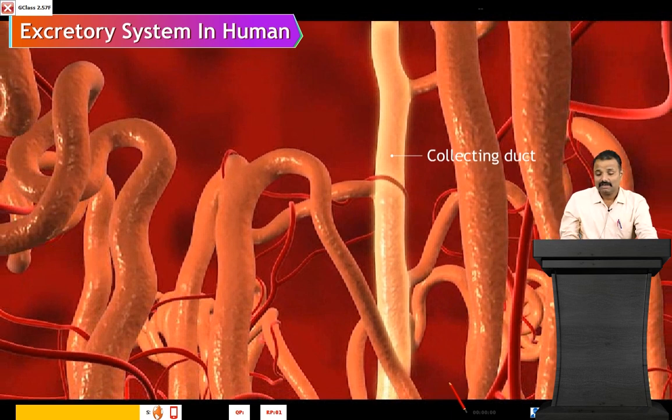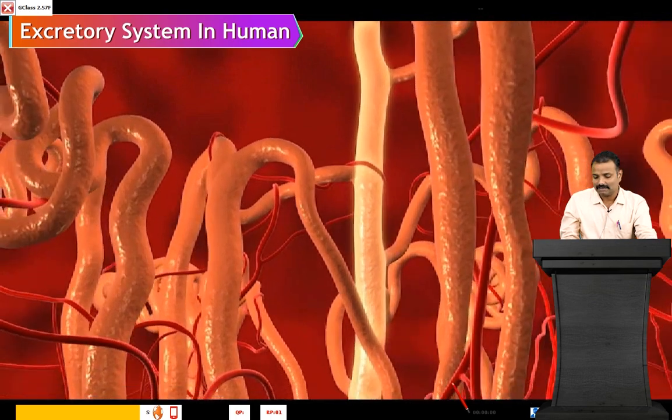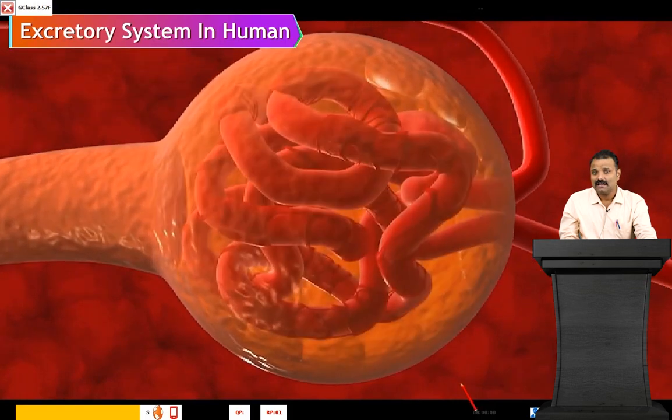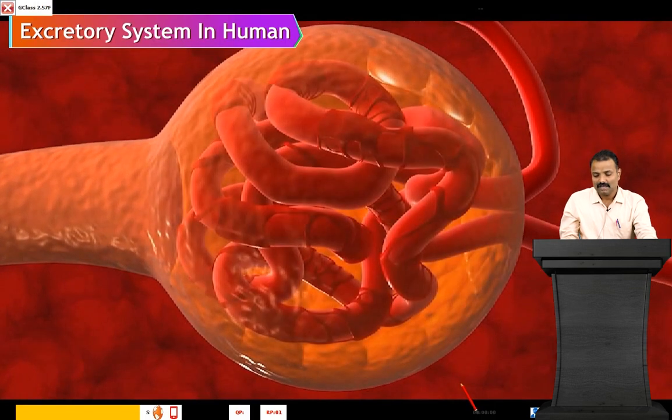Okay, but we have forgotten the most important part, that is the glomerulus, which is inside the Bowman's capsule. The glomerulus is the network of capillaries that is present inside the Bowman's capsule, where exactly the actual filtration happens. Right now you are seeing it. Clear, students? Okay.